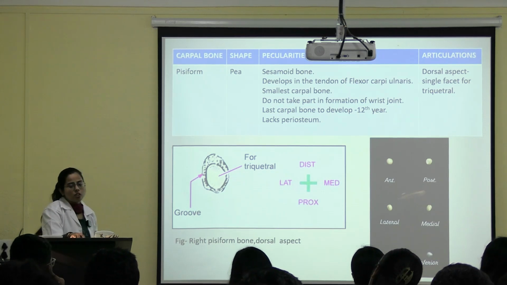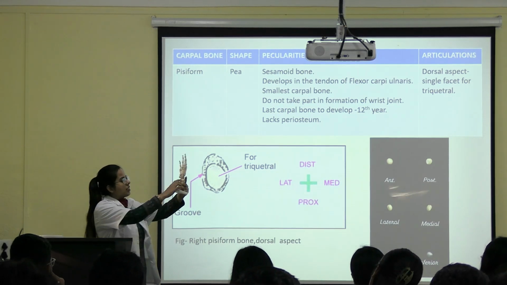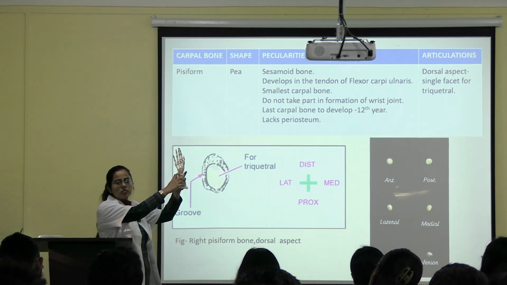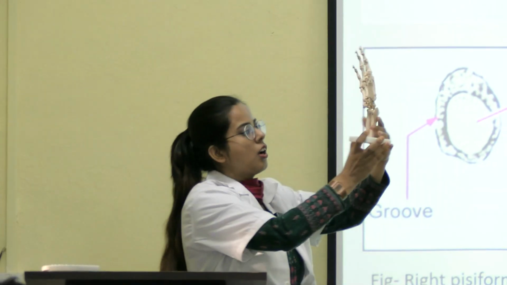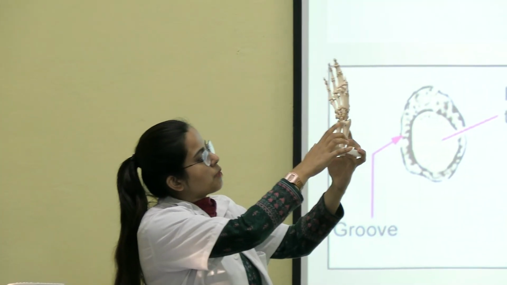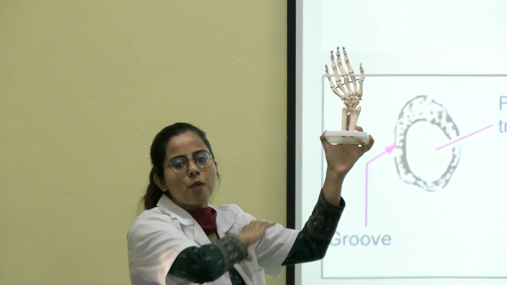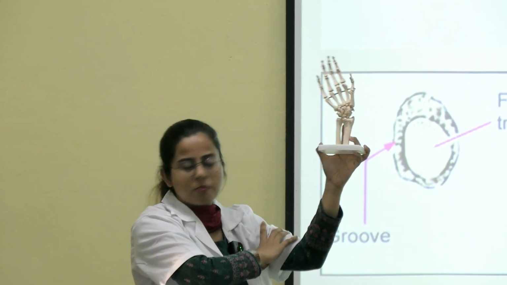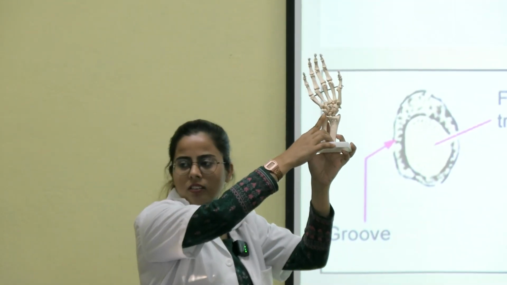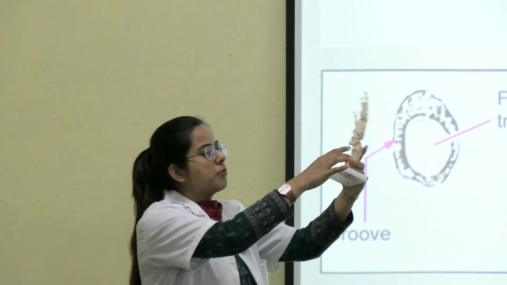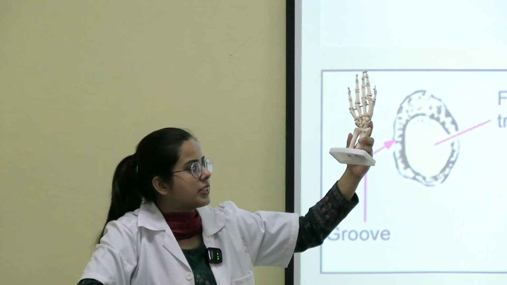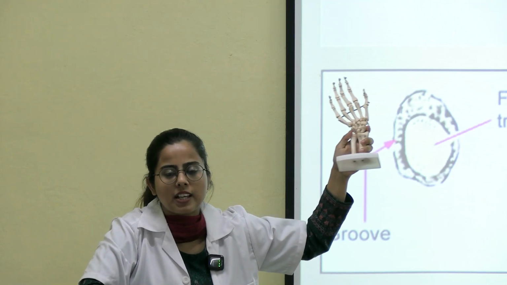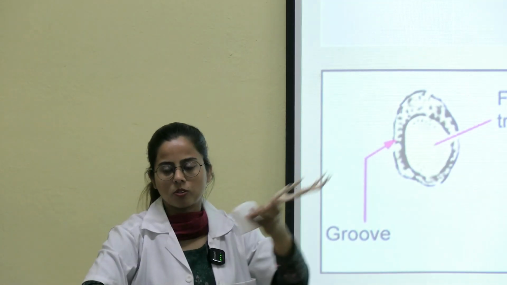You can see here, what is this joint? Wrist joint. Which carpal bones are taking part in the formation of this joint? The proximal ones. Is pisiform taking part? No. So the carpal bones present in the proximal row will take part in the formation of the wrist joint except the pisiform bone.